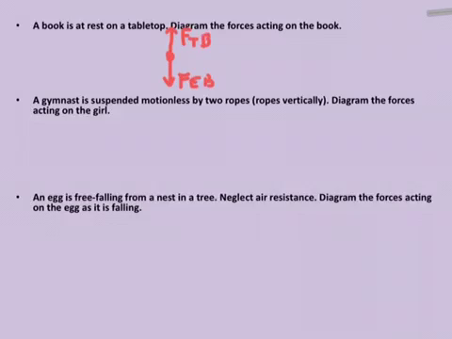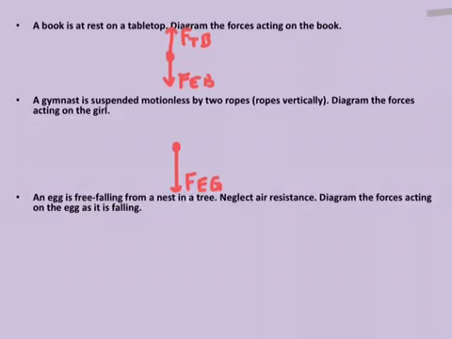We have a gymnast that is suspended motionless by two ropes. The gymnast is hanging straight down with her arms vertically up above her head. And the forces acting on the girl: we have our one non-contact force, which is the force of Earth on the girl. And then we have two ropes. One hand is in contact with one rope and the other hand is in contact with the other rope. So these are two different forces. Each rope is applying a force on the girl.